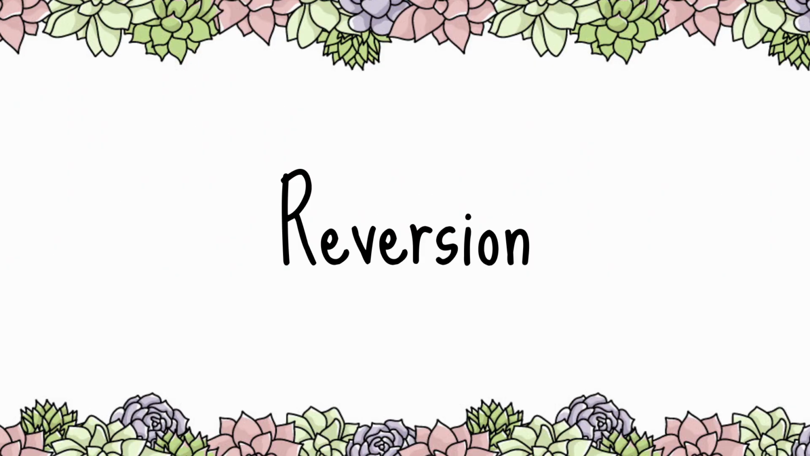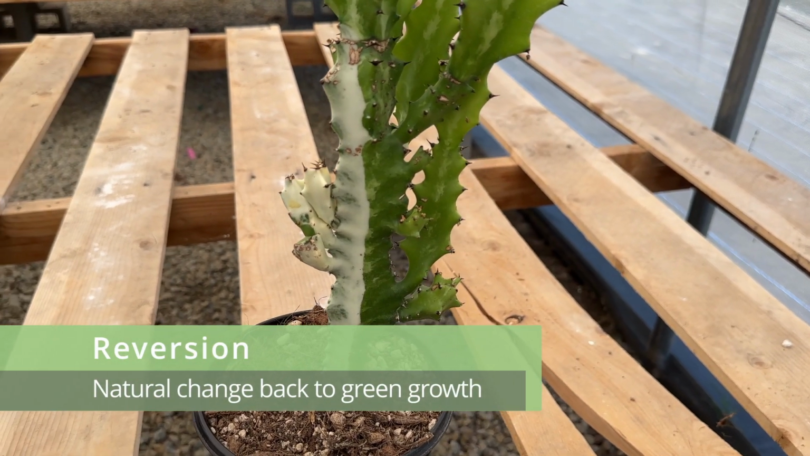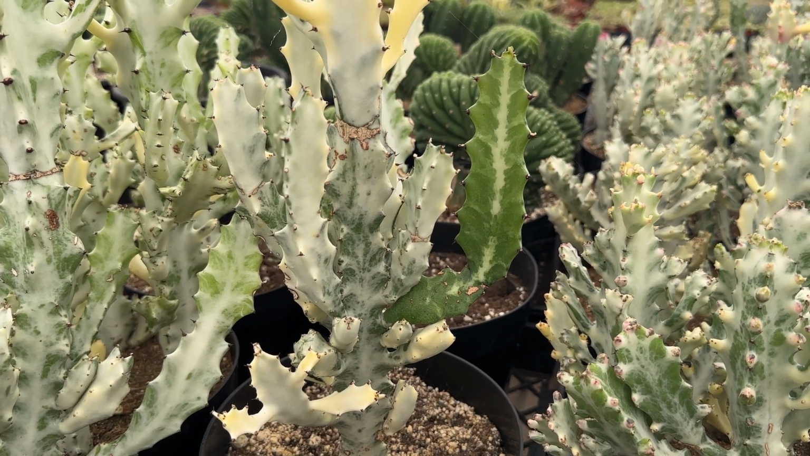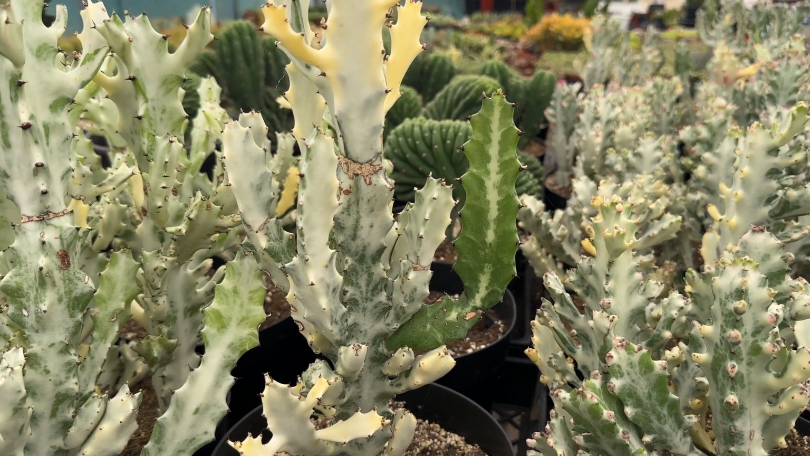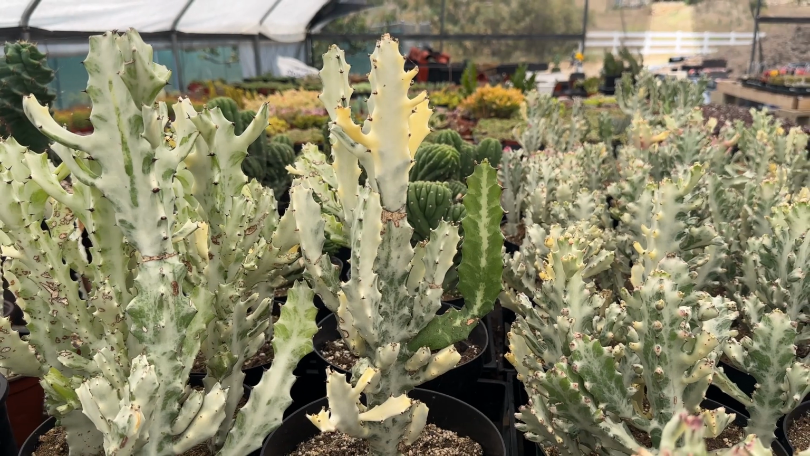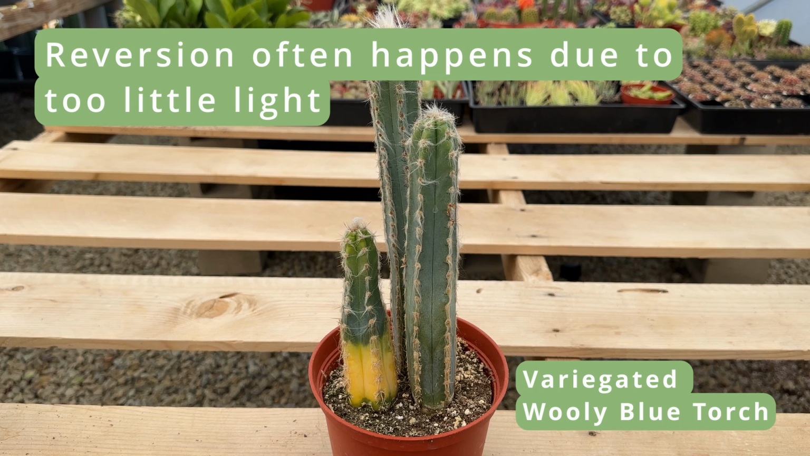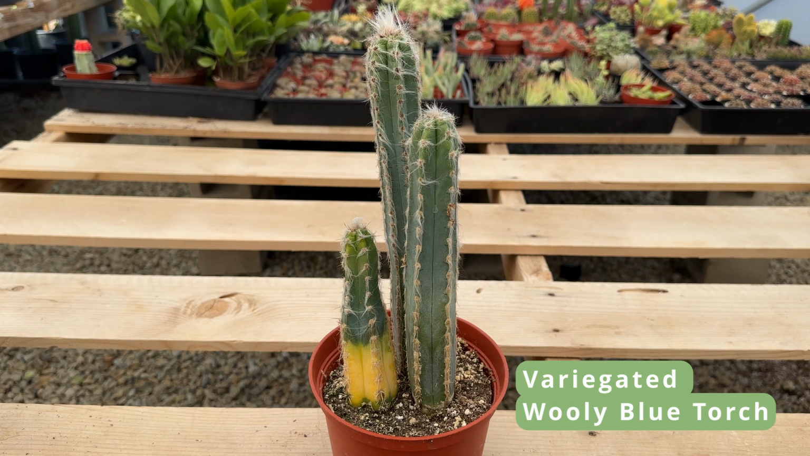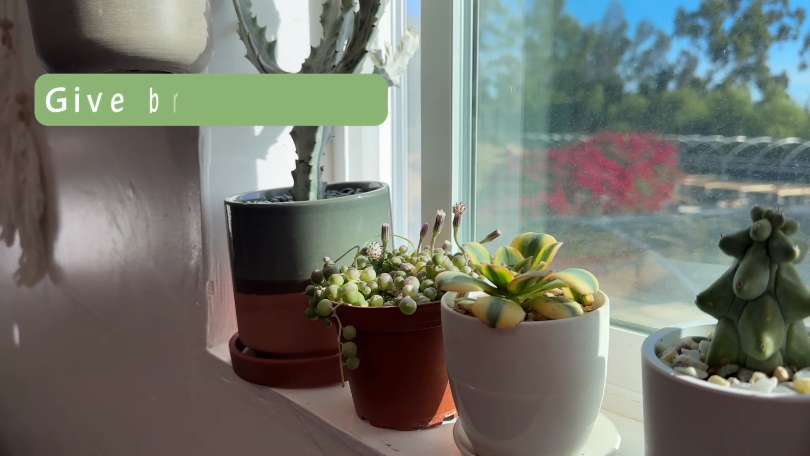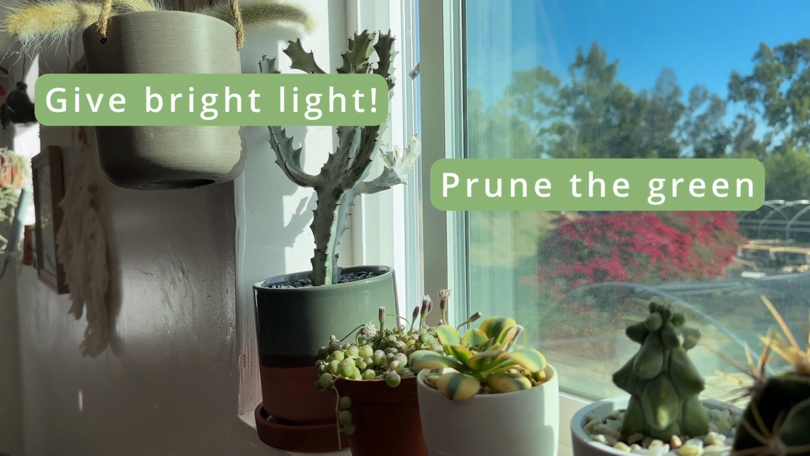Reversion in variegated succulents and cacti refers to the process where a plant's variegated parts revert to producing entirely green growth. Reversion is a natural challenge when caring for variegated plants, as plants may prefer solid green as a natural survival response to stress or suboptimal conditions. The increased chlorophyll production improves their ability to generate energy. This usually happens to indoor plants due to too little light, as the plant tries to compensate for the lack of light by producing more green tissue. If you want to keep those beautiful colors that make these plants so special, make sure to place these plants in spots with lots of bright light. Pruning away any solid green growth also helps.